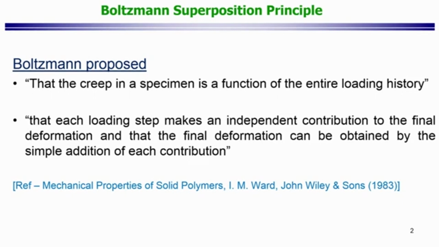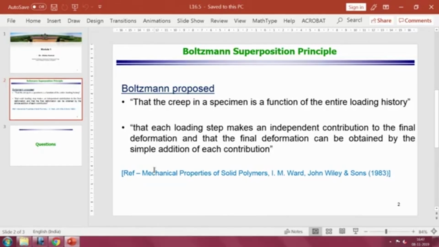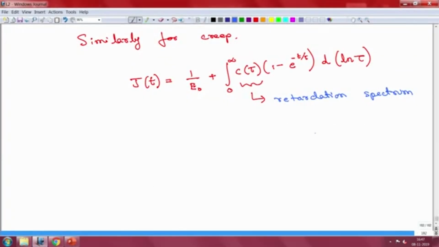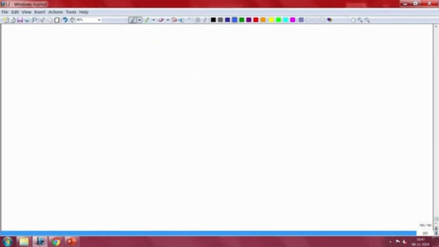This is basically a mathematical statement which we have already discussed in the case of the superposition of responses, and we will just reformulate that for the case of Boltzmann, because we will see that it leads to another interesting generalization. That is why I am discussing it again.